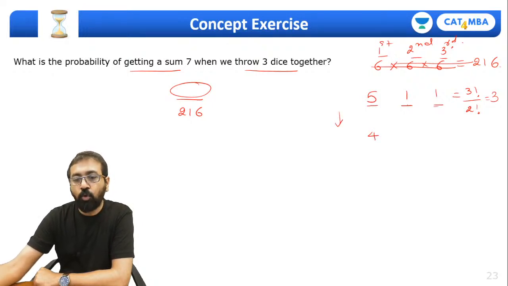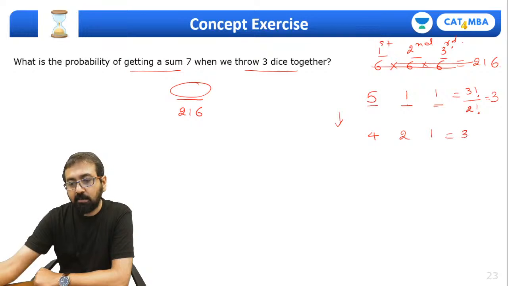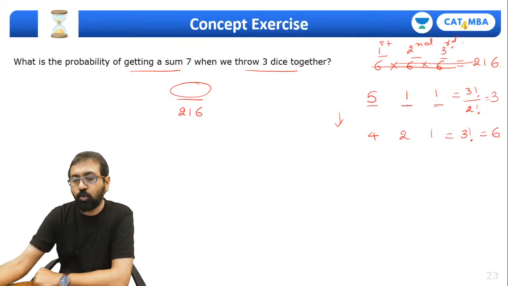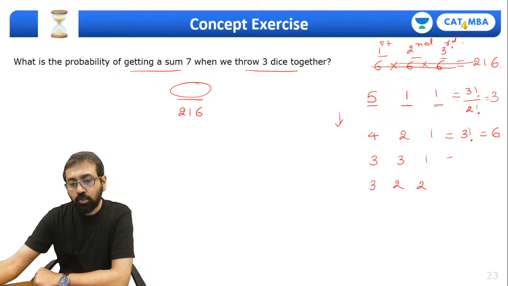So I'll take 4 2 1, right? So 4 plus 2 plus 1 will be 7. Again, these 3 different numbers can be arranged in 3 factorial ways, so there will be 6 more outcomes. Then I can also take 3 3 1. Is there any other way? 3 3 1. Yes, it can also be 3 2 2. So the total number of cases over here will be 3 factorial by 2, so again 3 ways. This will also be 3 factorial by 2, so again 3 more ways.